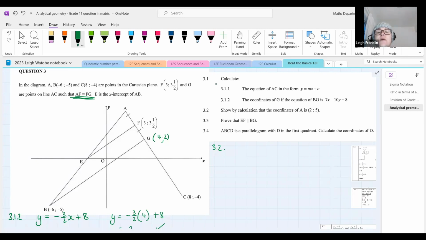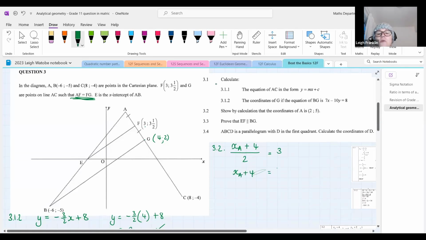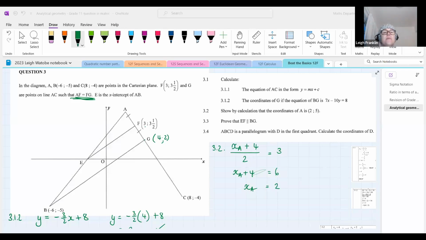So in other words, the X at A plus the X coordinate at the other end, which would be 4, divided by 2 is going to be equal to the X at the midpoint, which in this case is 3. Cross multiply. So the X at A plus 4 will be equal to 6. And now transpose that 4 and we get the X at A, which would be equal to 2, which is what we want.